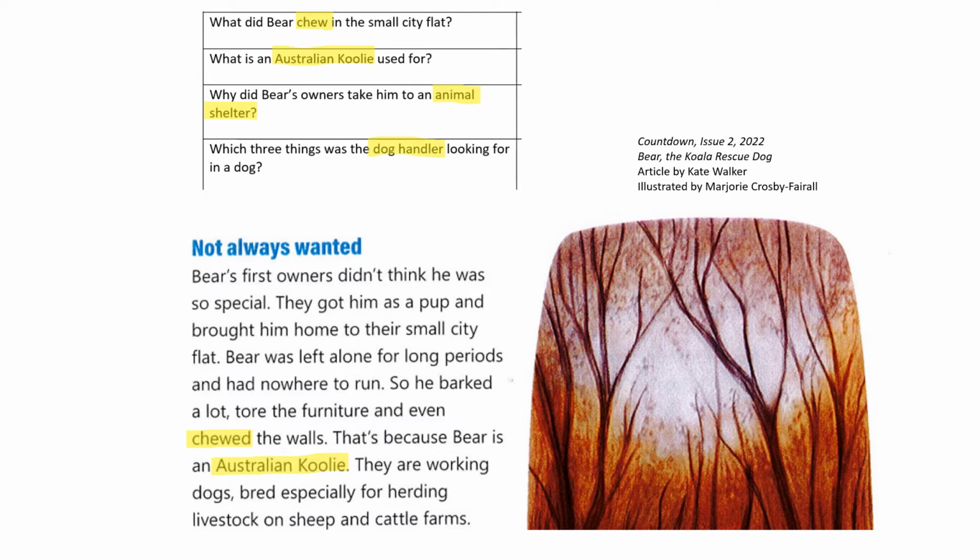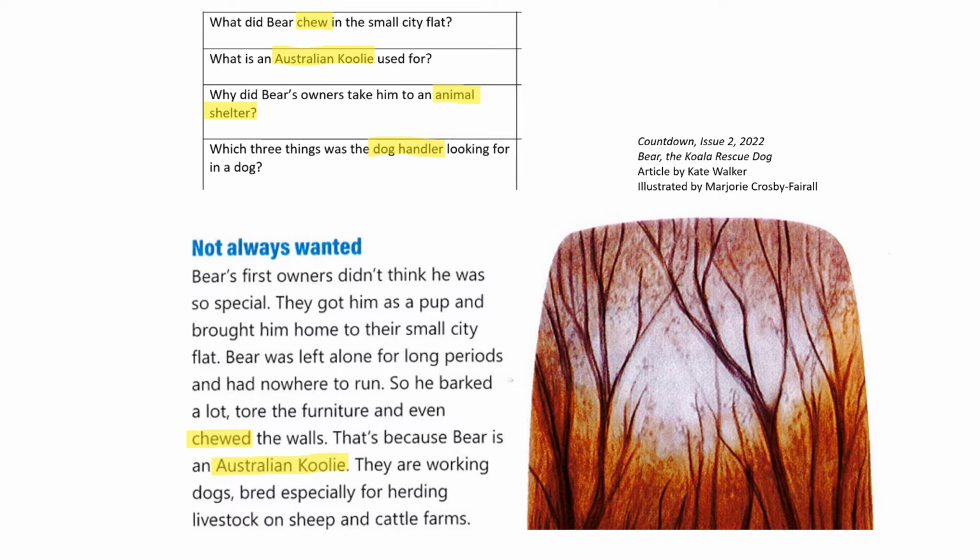So let's have a look here at this passage, which has the subheading, Not Always Wanted. And we can see that one of our questions that we have to think about is, what is an Australian coolie used for? So we can see that we're going to actually scan for Australian coolie. So that means that we drag our finger very fast down the page looking for Australian coolie.